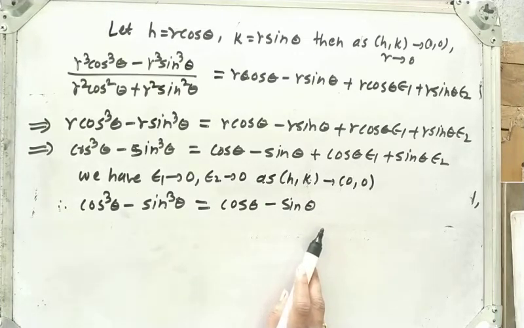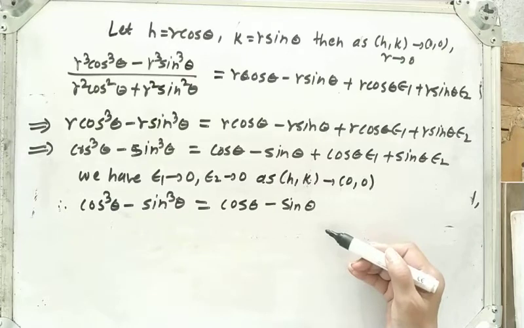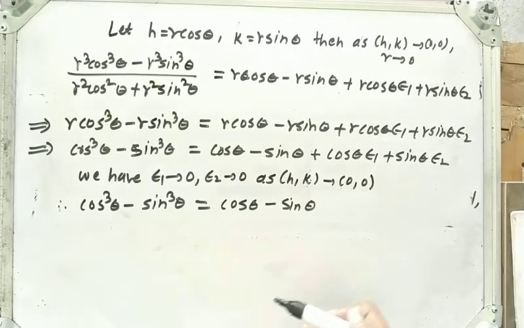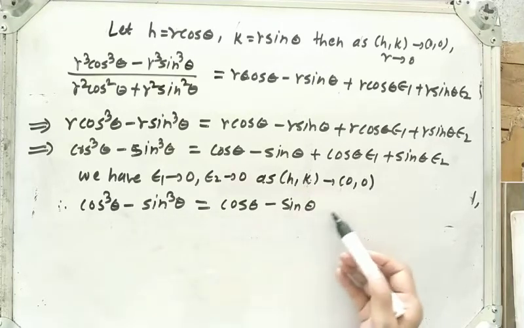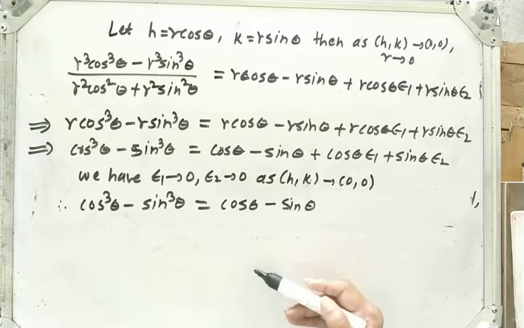But is this equation true for all values of theta? No, it is not true. And when we get this equation? When we assumed equation 1. What was equation 1? If we assume that the function is differentiable, then we get this equation. But this is not always true. Means what? We get a contradiction. Therefore, we can say that the function is not differentiable at 0, 0.